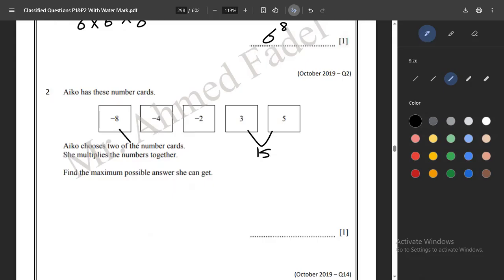Actually, if I multiply -8 by -4, it is going to become positive 32. So the largest or the maximum possible answer she can get when she multiplies two of these cards is -8 times -4, which is positive 32.